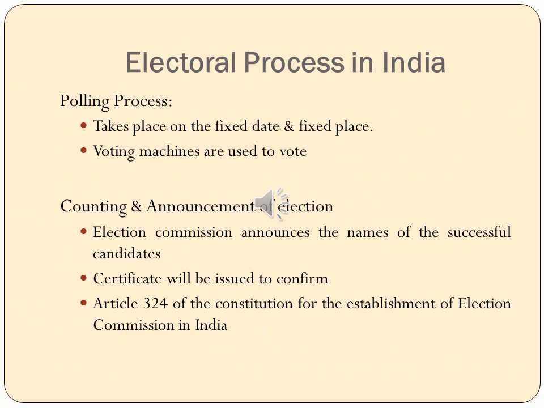So next is the polling process. So polling takes place on a fixed date and time. So the date will be fixed beforehand and proper information will be given to all the citizens and voters of that particular constituency. So the date will be fixed, the place will also be fixed. Normally it is government schools wherein the voting will take place, and in recent times voting machines are used. Earlier ballot papers were used.